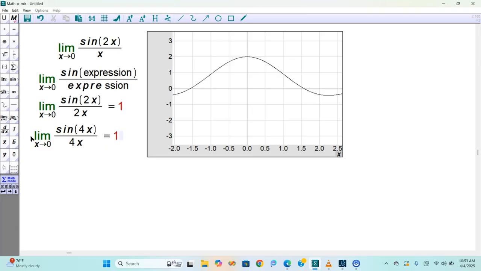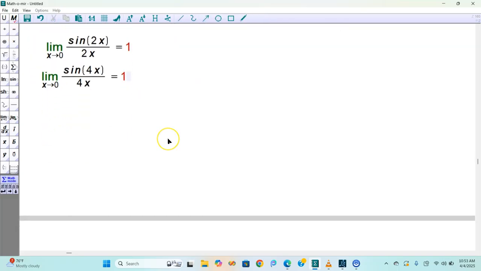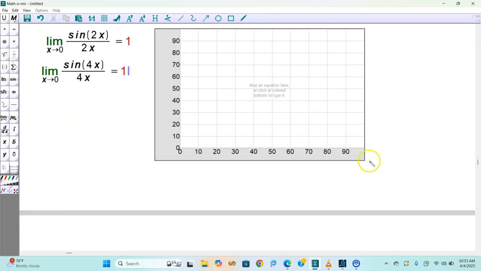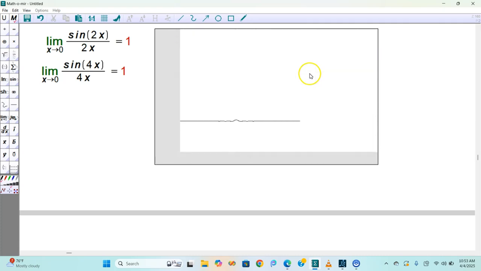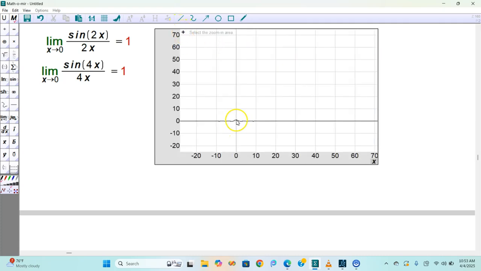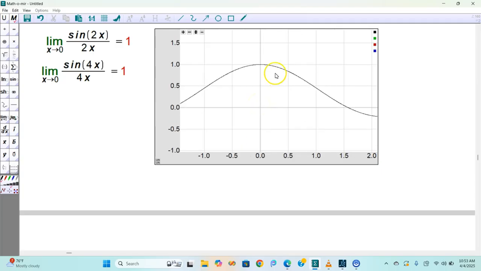This is something you should have learned in class, but in case you didn't, let me show you what this is telling us. Let me move this down a little bit and make another graph. Look at these limits when I graph them: sine of 2x divided by 2x on the bottom. Again, you have to zoom into the right location so you can see what the graph is telling us. You see this is sine of 2x over 2x, and this value is 1. The other one, sine of 4x divided by 4x, that value is also 1 in the limit.